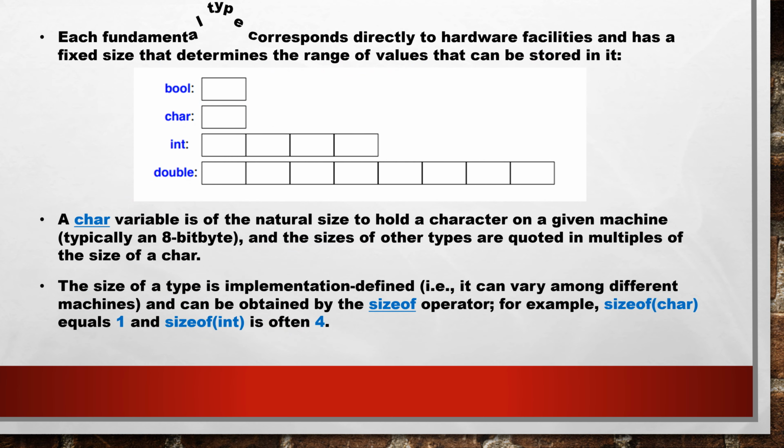Each fundamental type corresponds directly to hardware facilities and has a fixed size that determines the range of values that can be stored in it. A char variable is of the natural size to hold a character on a given machine, typically an 8-bit byte, and the sizes of other types are quoted in multiples of the size of a char. The size of a type is implementation defined, that is, it can vary among different machines, and can be obtained by the sizeof operator. For example, sizeof(char) equals 1 and sizeof(int) is often 4.